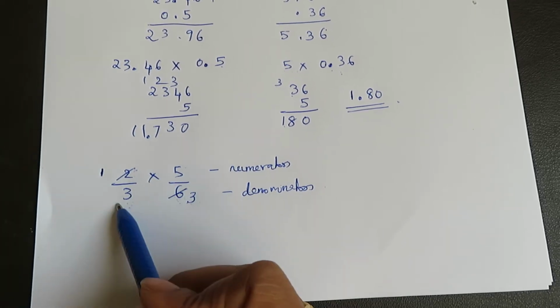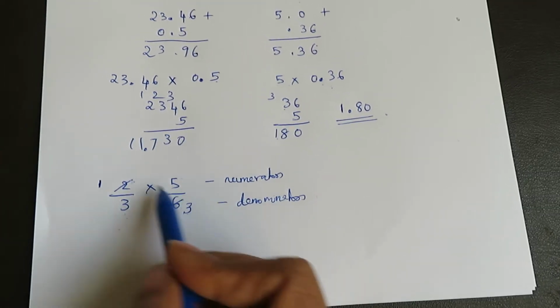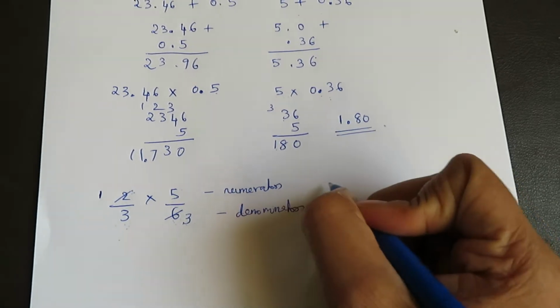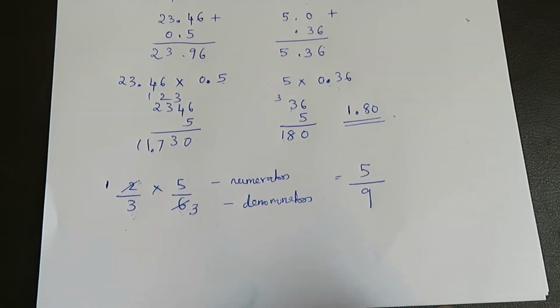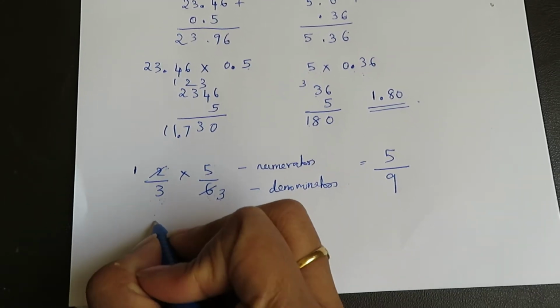Now, any relation between 5 and 3? No relation. So that's the final answer. I multiply 1 and 5. It gives me 5 over 3 into 3 gives me 9. That's the final answer. Again, let's do another question.